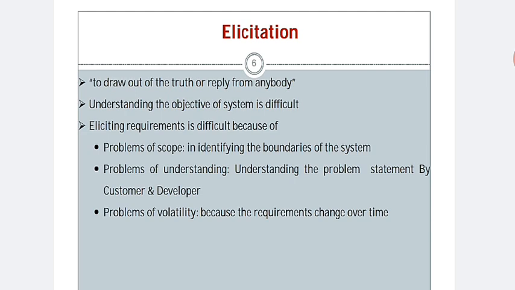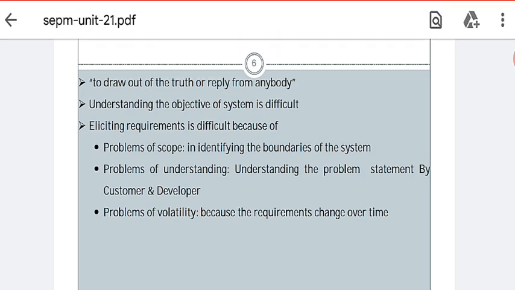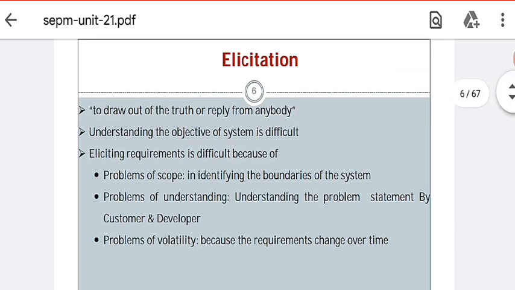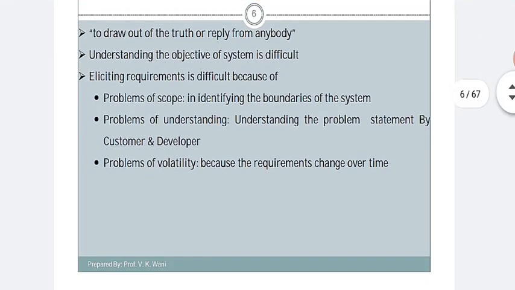Then, understanding the objective of the system is difficult. For systems that are difficult to design, we have to understand the objectives of that particular system in the elicitation phase.